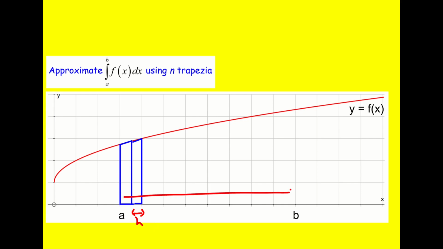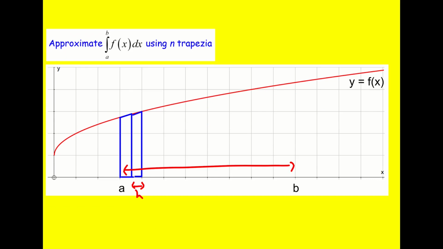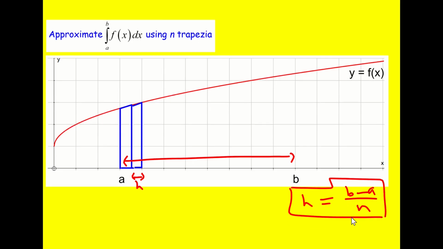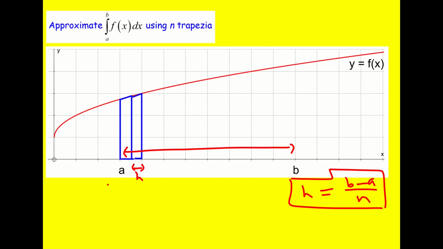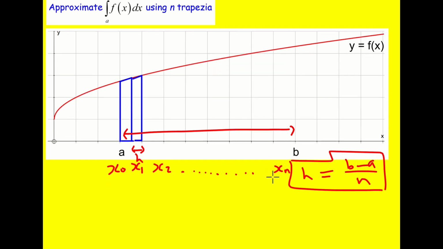Well, the full length is again going to be b minus a. But this time I'm splitting it up into these n intervals, these n trapezia. So it's exactly the same as before, but with 4 replaced by n. That's going to be really important. And then we're going to get our x0, x1, x2 again, all the way up to the last point, which is going to be xn. Instead of x4, we've got xn. And in the same way, I'm going to get y0, y1, all the way up to yn.